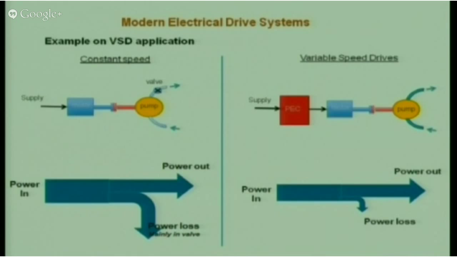The speed of the motor, in the earlier case, the discharge was controlled by the valve. Here, it is not controlled by the valve. It is controlled from the PEC, the power electronic converter. So whatever output is there, much more power output is obtained, and the loss which was earlier taking place in the valve is reduced. So power loss is reduced here and power output is increased. This is the main advantage of a VSD, your modern electric drive system, when you control it with a power electronic converter.